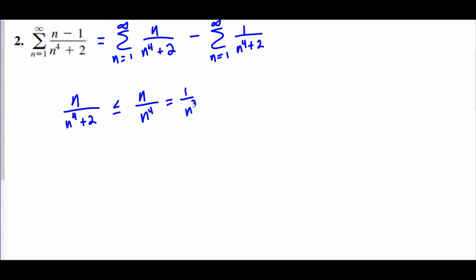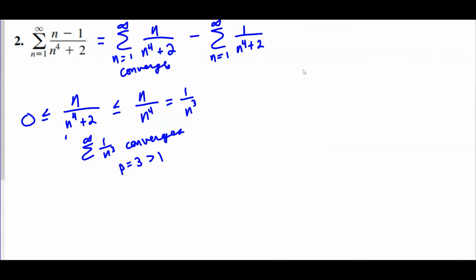So I know that the series 1 over n cubed converges by the p-test. The p-test says p is equal to 3. That's bigger than 1, so that means this converges. And this is greater than or equal to 0. So this guy is stuck between 0 and 1 over n cubed, and the series 1 over n cubed converges. So that means this one also converges.